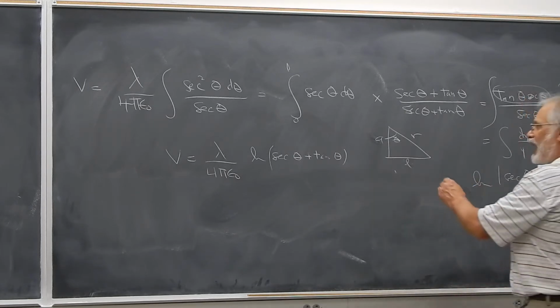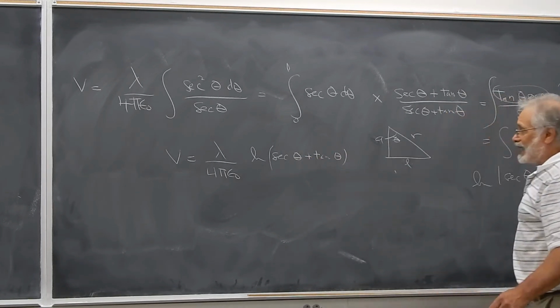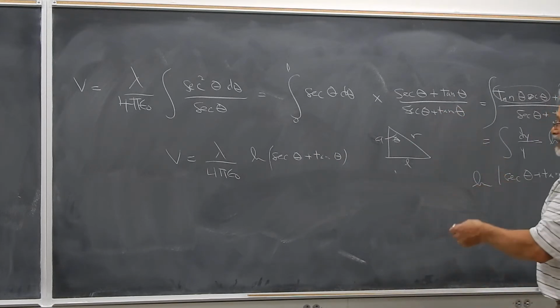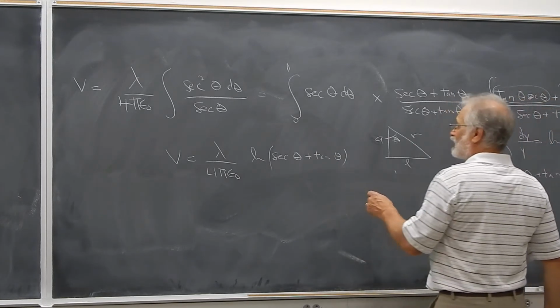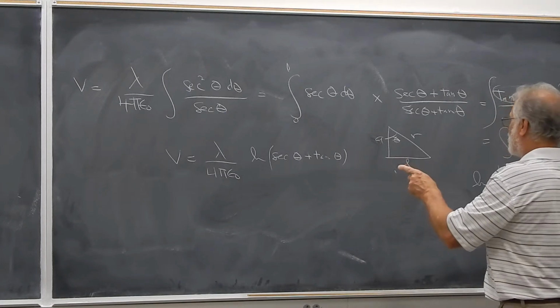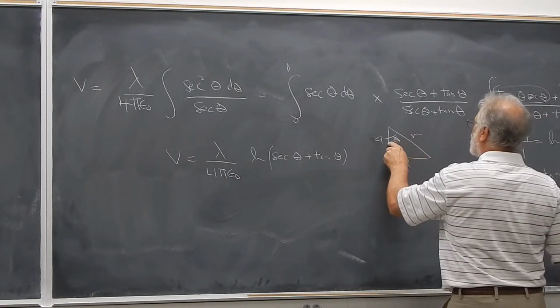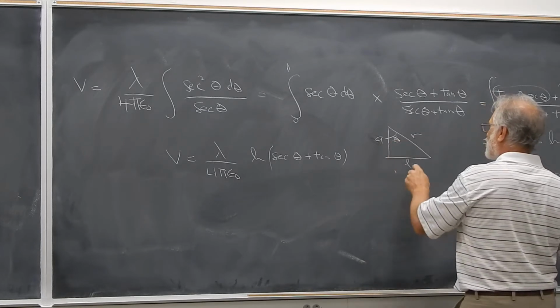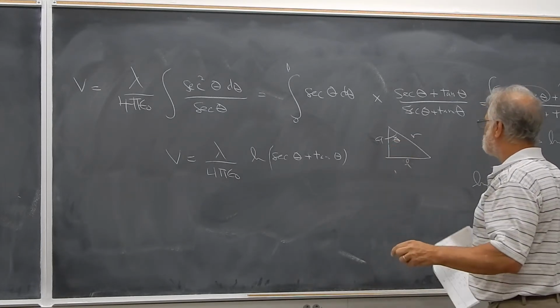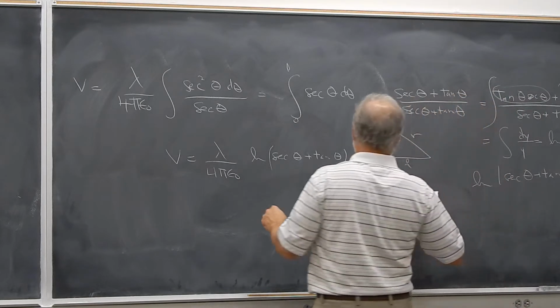I'm going to use this triangle. I need to get back to x's so I can actually put my limits for the integral in. I know that I can write secant theta as r over a. I can write tan theta as x over a.